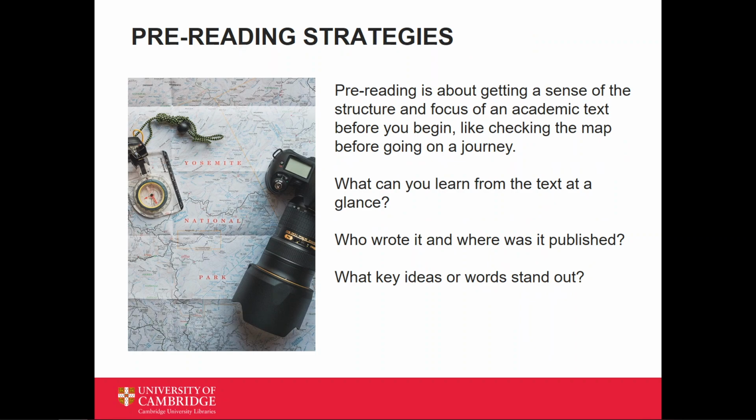Pre-reading is the first step. It gives you a sense of structure and focus. You may have already done this at the searching stage. Questions to ask include: what can you learn from looking at the author or the source? What kind of text is it? Is it clear what the author is trying to tell you? Business and academic texts are different, and this will affect the sort of questions you will be asking and the sort of evidence you will be looking for.